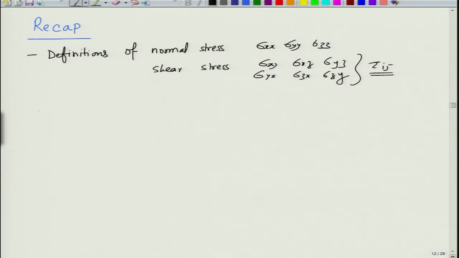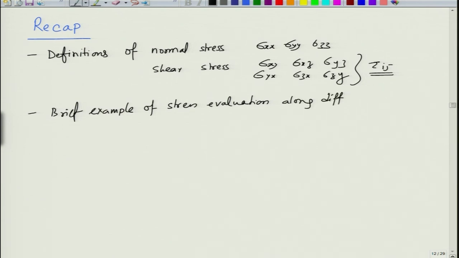And we also did a brief example of stress evaluation along a different set of axes, and then we also looked at the sign convention.